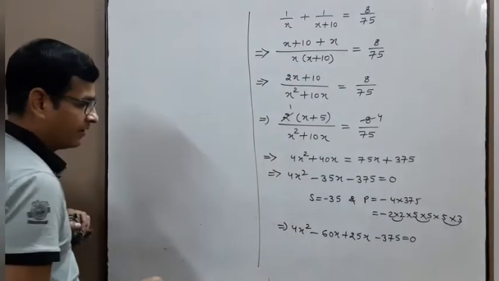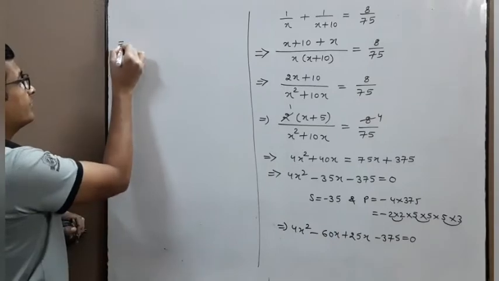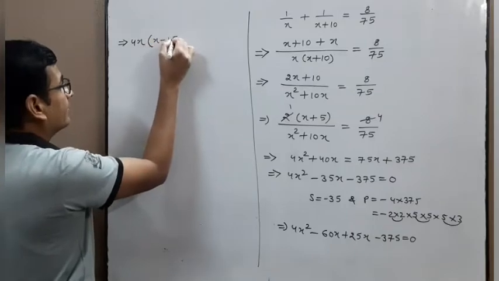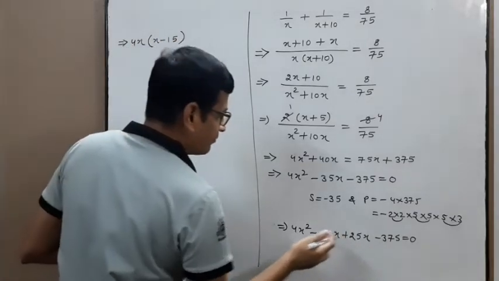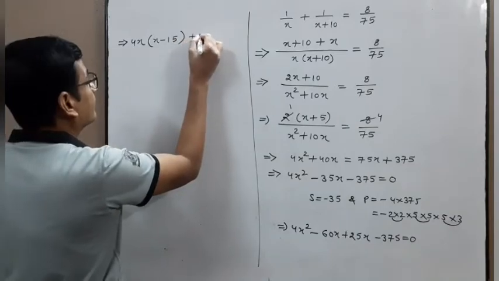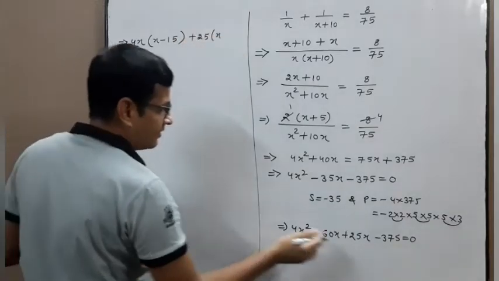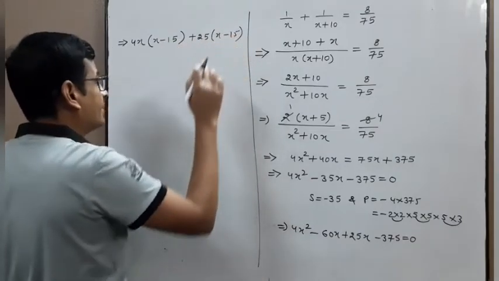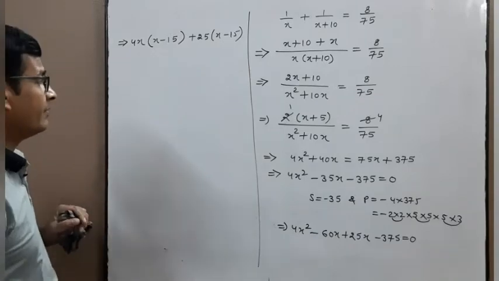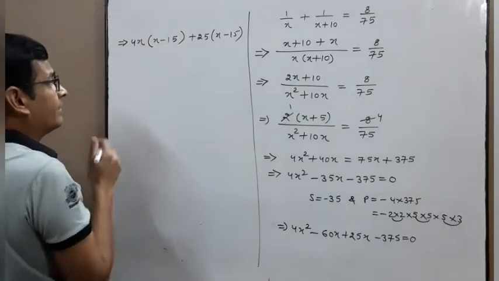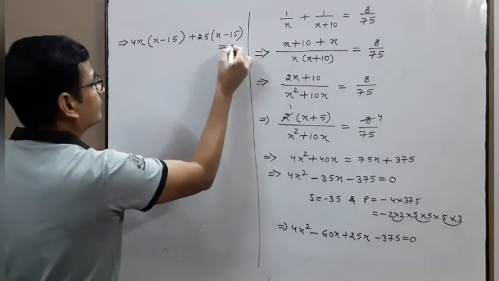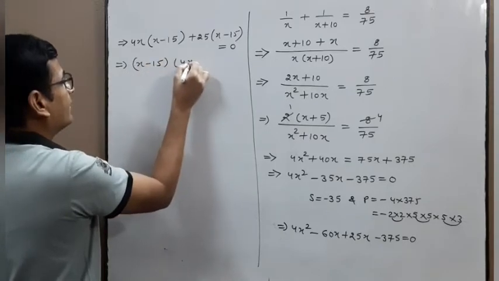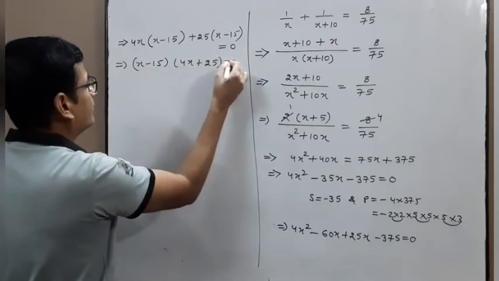Now simplify. What is common in the first two terms? 4x is common, so in the bracket we get x minus 15. Plus 25 common, so in the bracket we get x minus 15, equal to 0. Next step, x minus 15 is common, so we get x minus 15 times 4x plus 25 equal to 0.